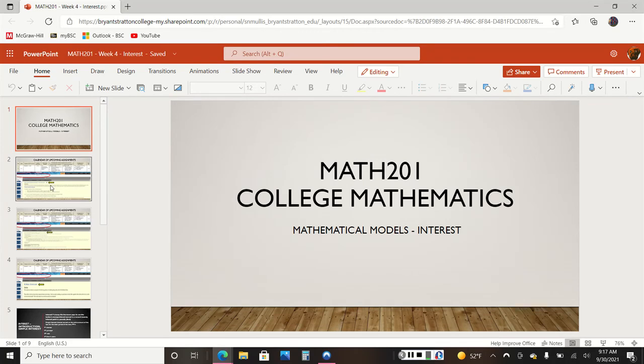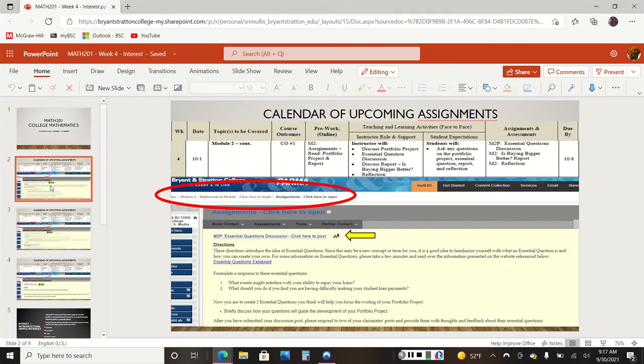But as we do in all of the class sessions, I want to go over the homework that's expected for the next class session. So we're in week 4. For the homework, the assignments and assessments, you have 3 assignments that you need to complete. You need to take care of the Module 2 project, essential questions. You can see that down here. You get to it by going to Module 2, mathematical models, assignments, and it's there.